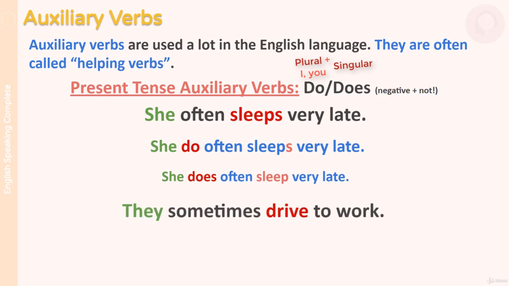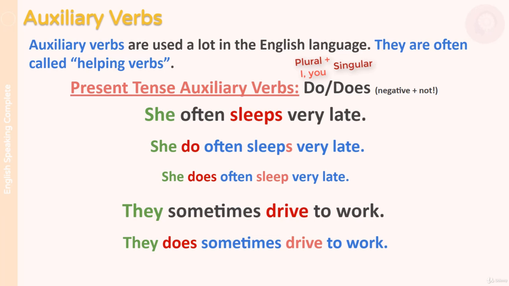Here's another example. They sometimes drive to work. Okay, so I'm going to add my auxiliary verb, either do or does, before drive. They does sometimes drive to work. Now, I've got drive correct. That is our plural verb form. We'll always keep it. It's almost like the base verb form.